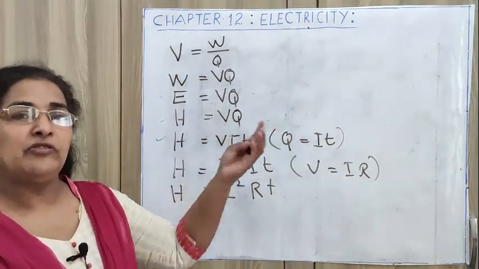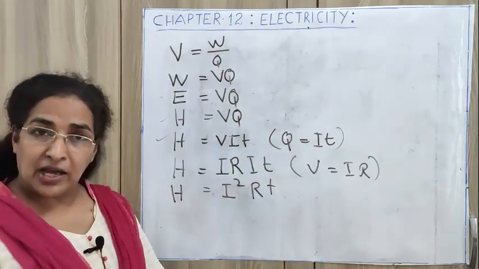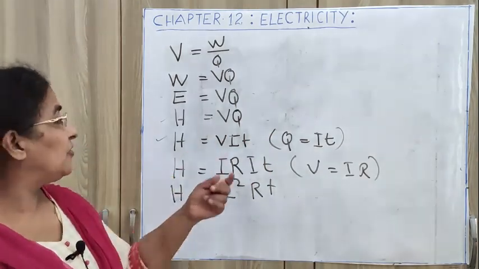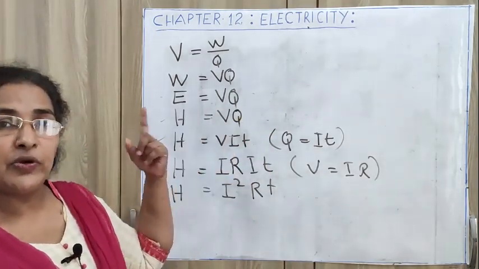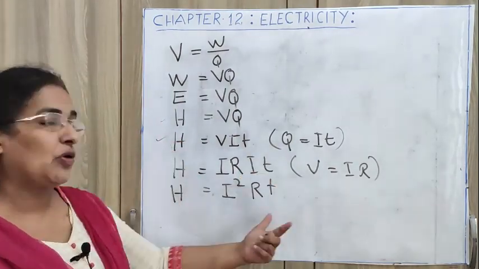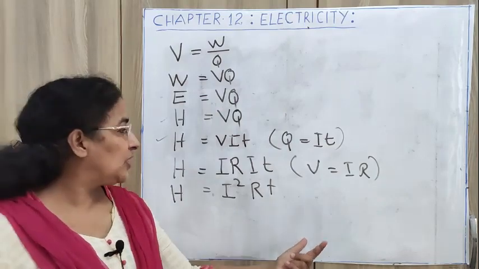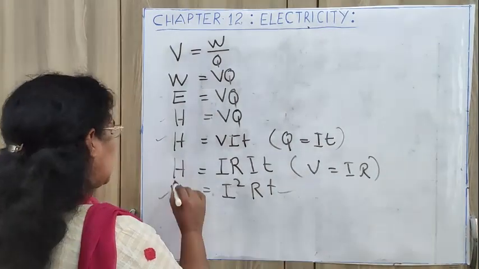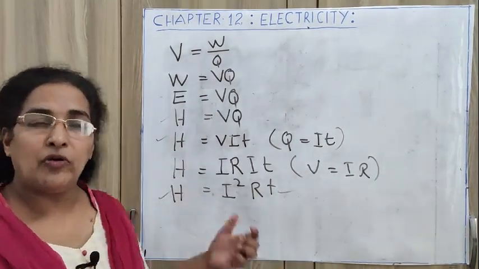Many a times, if potential difference and total charge are given, and they are asking what the heat energy produced is, you can apply this formula, or VIT you can use, or H is equal to I square RT. So these three formulas you should know. For what? For heat energy.